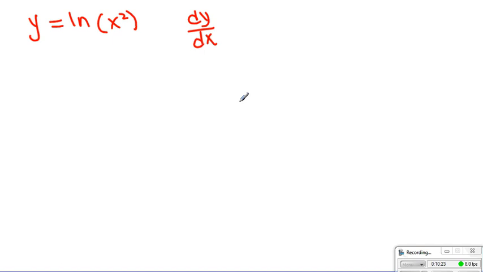How do you do this? In this case, we can use the chain rule along with the derivative of the natural logarithm. First, we can bring down 1 over x squared. But we also have to multiply by the derivative of the inside, which is 2x. Then the x's will cancel out, and we'll end up having 2 over x.